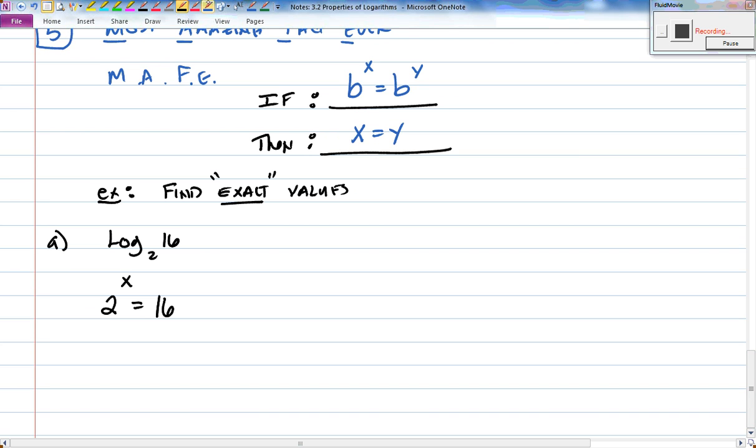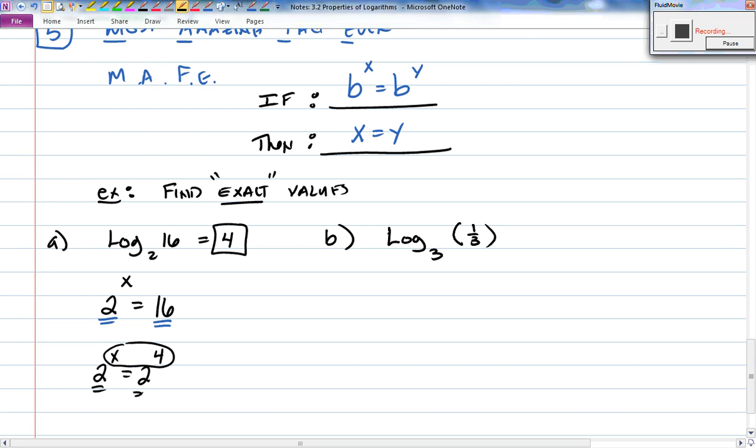Okay, now, I know that if I could get my bases to be the same, then I'm guaranteed that the exponents have to be the same, right? So is there a way I could change a 16 into a base of 2? Yeah, so couldn't I just say that 2 to the x is the same thing as 2 to the 4th? Because 16 is just 2 to the 4th, right? And if my bases are the same, then, oh my gosh, x has to be 4.